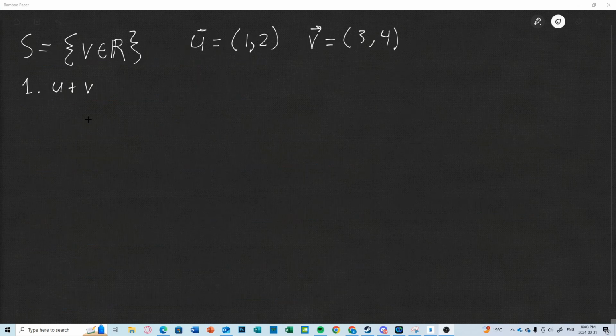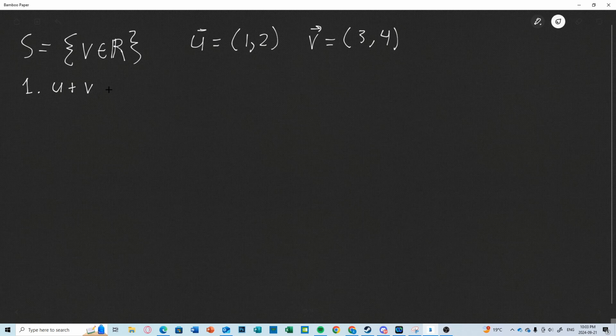Alright, now we have the vector u equal to (1, 2) and our vector v equal to (3, 4). Now we're going to see if they fit into the vector space, where the vector space is all real numbers. The first thing we're going to do is test to see if it is closed under addition.